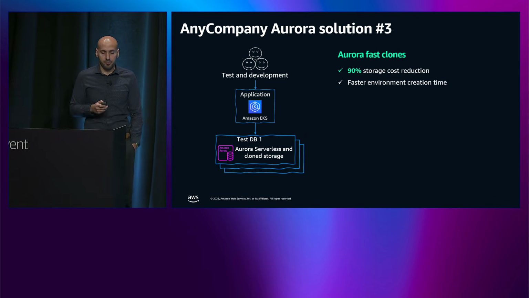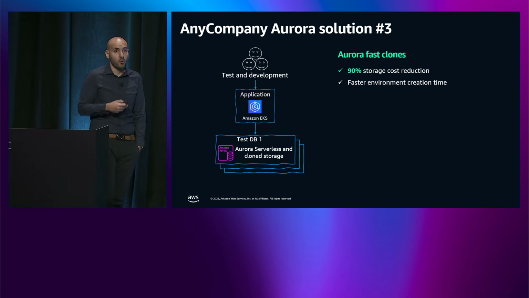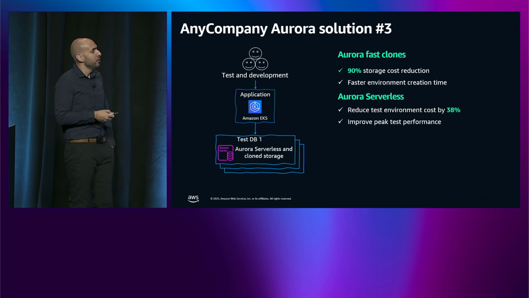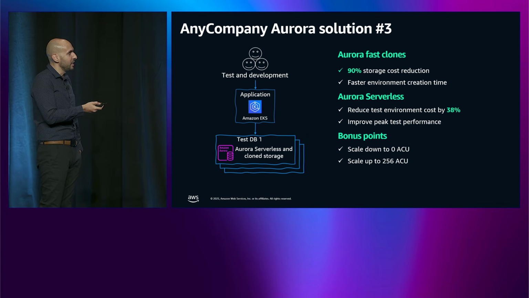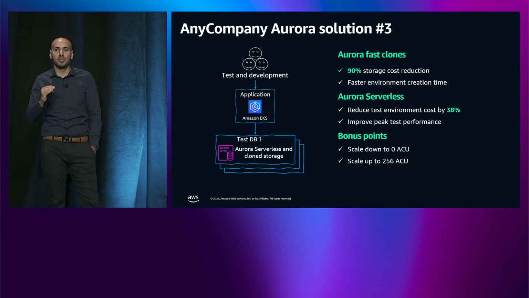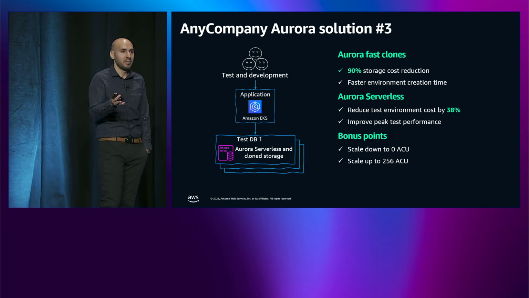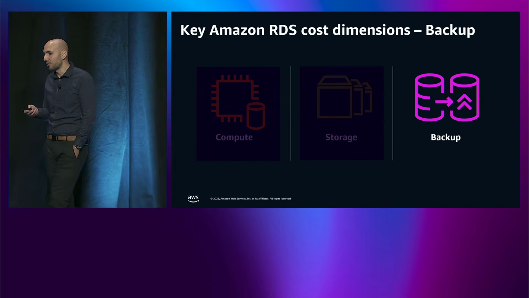So how did we do? First, by using fast clones to create those test databases with a low rate of changes, we managed to reduce the storage cost by 90%. By using serverless, we managed to reduce the compute cost by 38%. And the bonus point is that with serverless, we can scale down to 0. So if your database is idle overnight because you're not working in the environment, you pay nothing for it. It's completely paused, and you pay $0 for the compute.